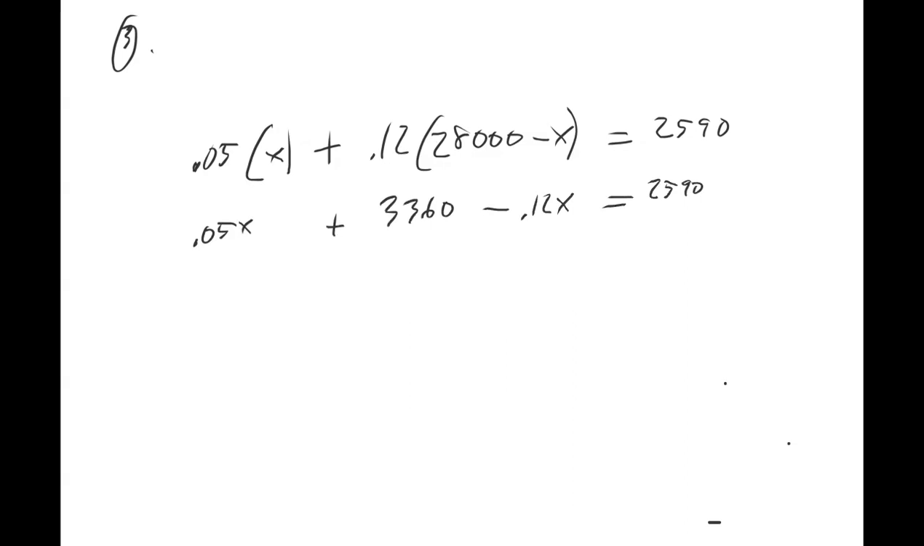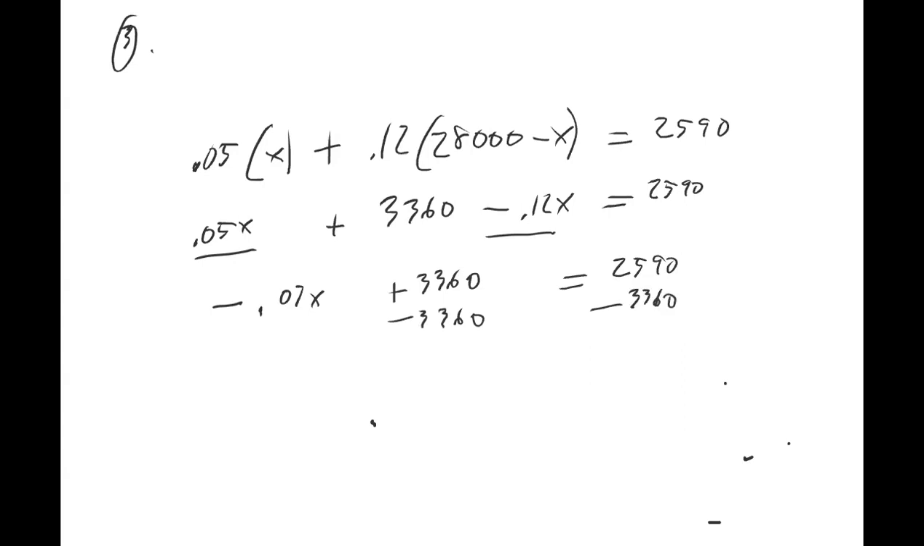So this is kind of fun. So let's take 0.05X minus 0.12X, and we'll get negative 0.07X plus 3360 equals 2590. Now I'm going to subtract the 3360 from both sides. And then I'll get negative 0.07X equals, so what's 2590 minus 3360?